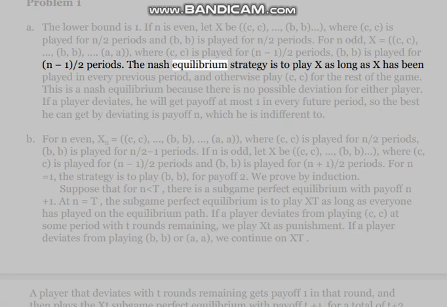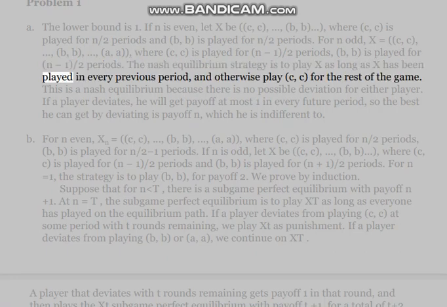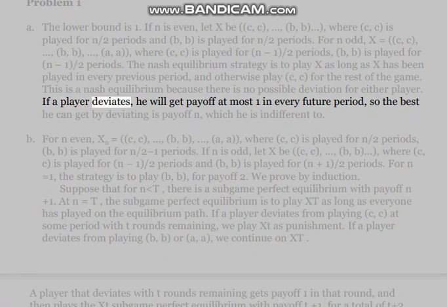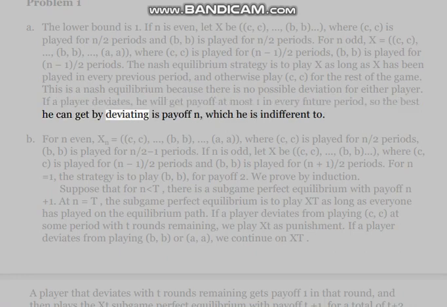The Nash equilibrium strategy is to play x as long as x has been played in every previous period, and otherwise play C, C for the rest of the game. This is a Nash equilibrium because there is no possible deviation for either player. If a player deviates, he will get payoff at most 1 in every future period, so the best he can get by deviating is payoff n, which he is indifferent to.